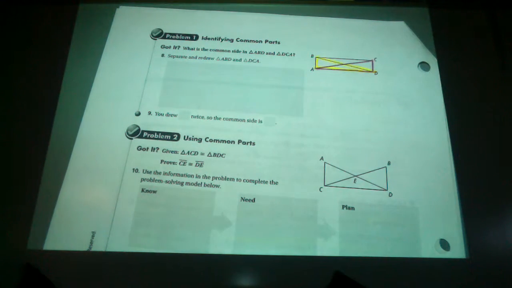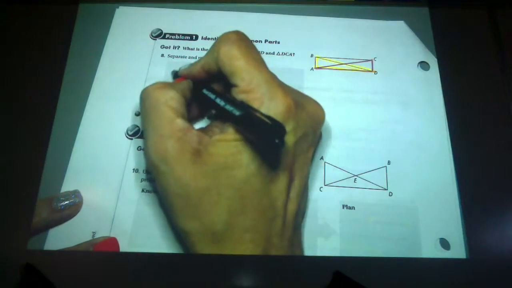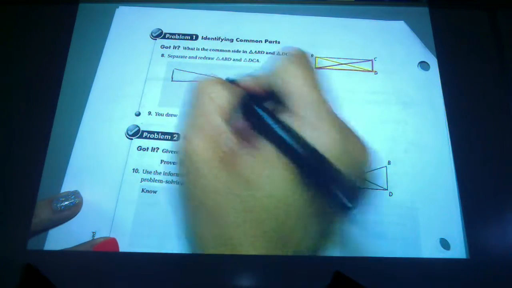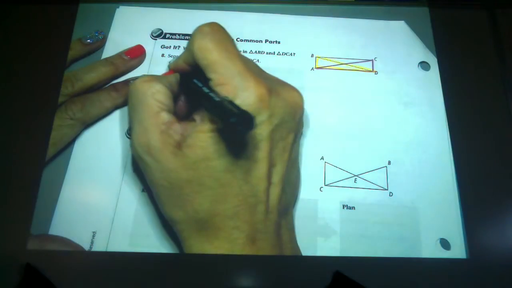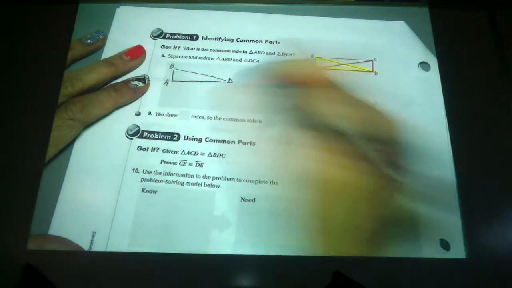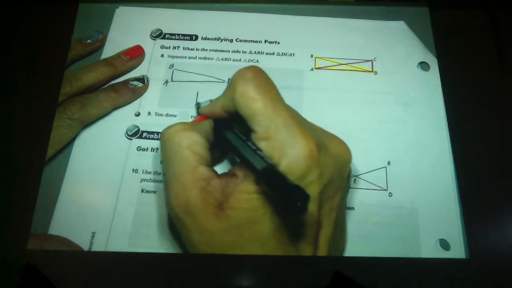One of the things that I would suggest, and what they're suggesting here, is to separate the 2 triangles and redraw them oriented correctly. So I'm going to draw them so that they look like the triangle in yellow. So here's the yellow triangle. And I don't know that that's a right angle, so I can't put a right angle here. But I do know that that's B, this is A, and then D is over here. I'm going to draw the second triangle, oriented exactly the same.